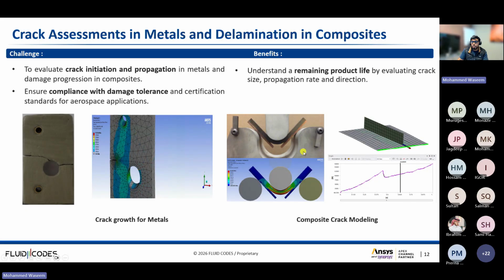And when it comes to composites, we check the delamination. Composites can fail either because of delamination or debonding. So we have all those modeling capabilities inside ANSYS. We model it and then we simulate and understand when the crack is going to grow and how fast the crack is going to grow.